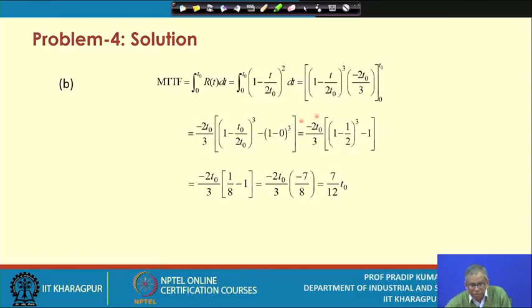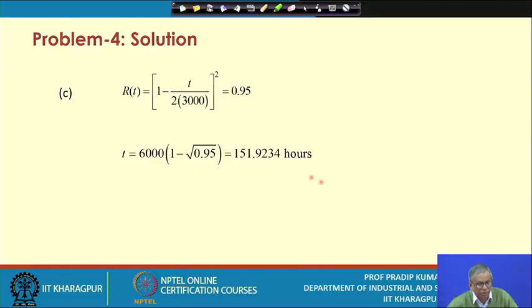You follow all these steps, and you get these expressions in terms of T0. That means 7/12 T0. So this is the expression for MTTF. If T0 is the maximum value, it lasts up to T0. So at T0, what is your MTTF? That you can always calculate.